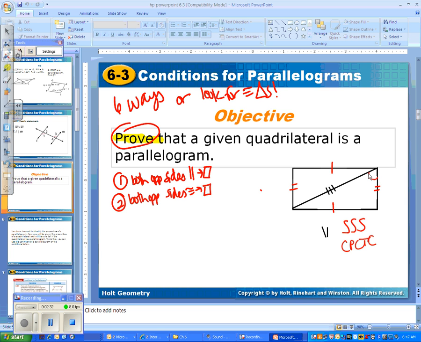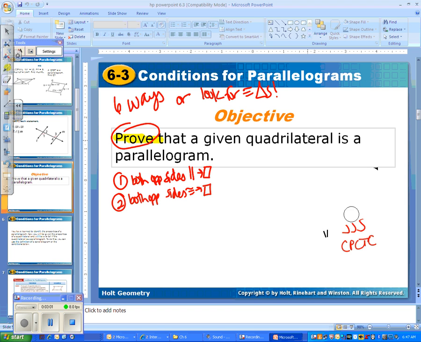So that means that this angle will be congruent to this angle, and this angle is going to be congruent to this angle. Now, are these angles alternate interior angles? Yeah, so that means this side will be parallel to this side, and this side will be parallel to this side, which makes it a parallelogram. Sweet. So again, all we knew were the opposite sides were congruent, and then we determined that it was a parallelogram. So that's the second way to prove something is a parallelogram.